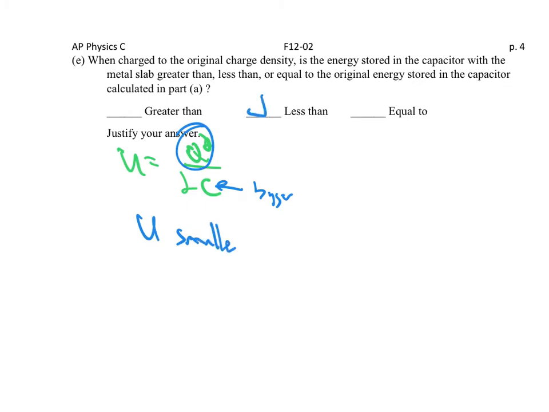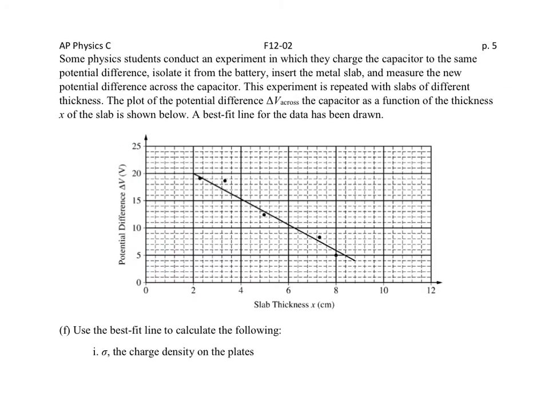And they have the same kind of thing, 1 point for saying less than and giving any justification that is consistent with Part D, and that's important, and then another point for a correct one. Part F, which is kind of a very long problem.